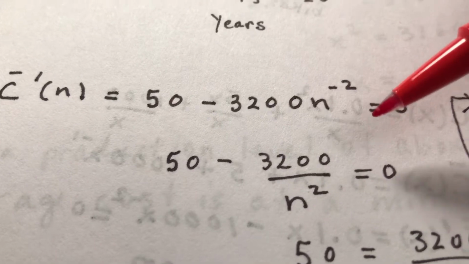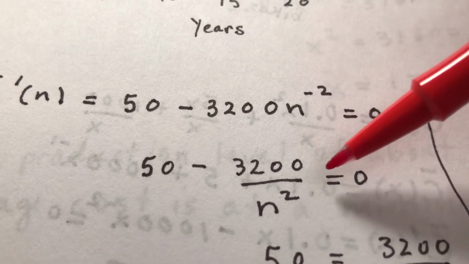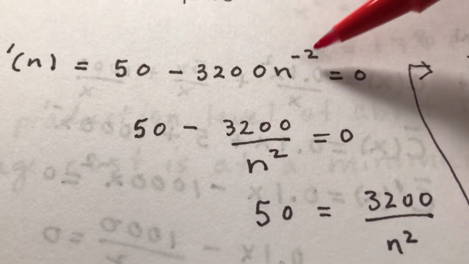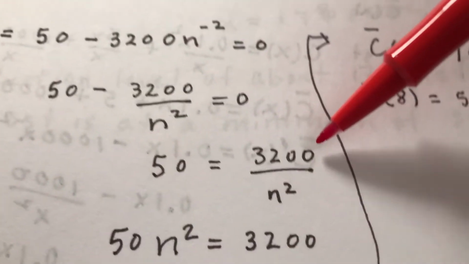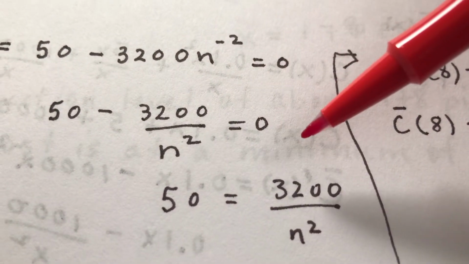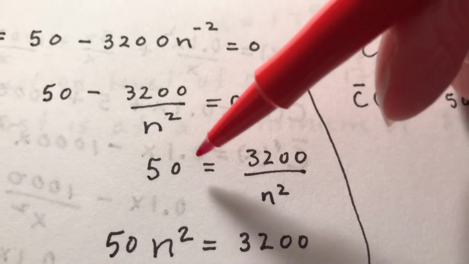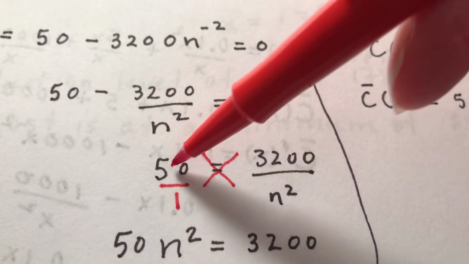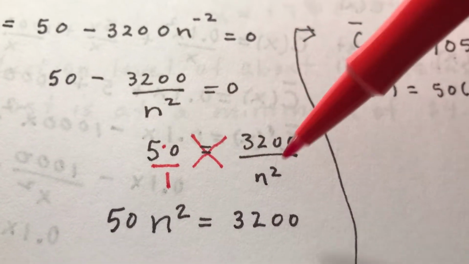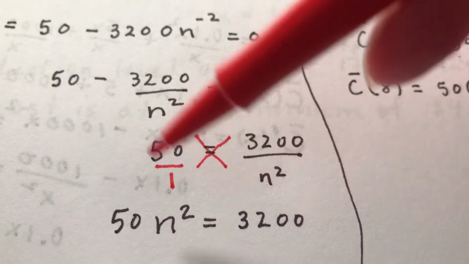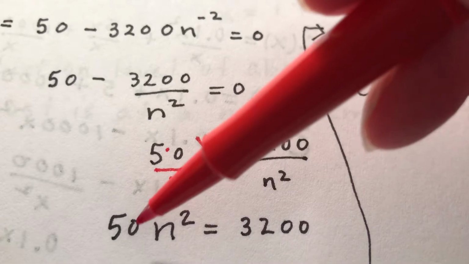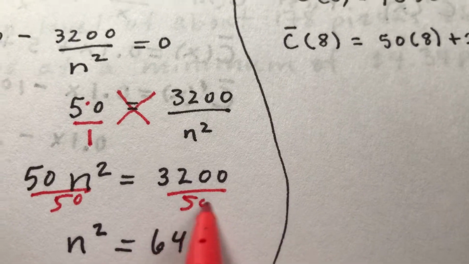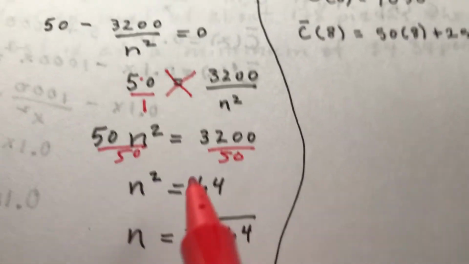Now this looks more complicated than it is, but remember that negative 2 power, we can put it in the denominator by one of the rules of exponents, the negative exponent rule. And then I just added that to both sides. And this is where I would just call it cross multiplying. Put this over 1. So I'm going to go 50 times n squared equals 3,200. And then you get rid of your denominators. Now what do you do? You divide both sides by 50, right? So I'm going to divide this by 50, divide that by 50. And when you do that, you get n squared equals 64.